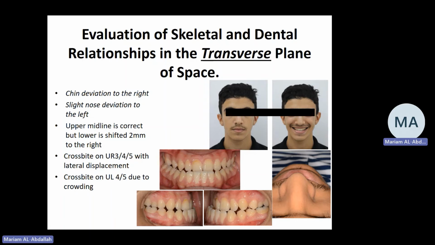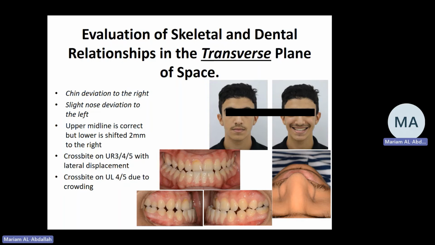Now, let's take an example about the transverse plane, the skeletal and the dental. What can we mention about this patient here? You can see that the patient has facial asymmetry, where the chin is deviating to the right and the nose is slightly deviating to the left. So the patient has facial asymmetry, and we have to describe this.